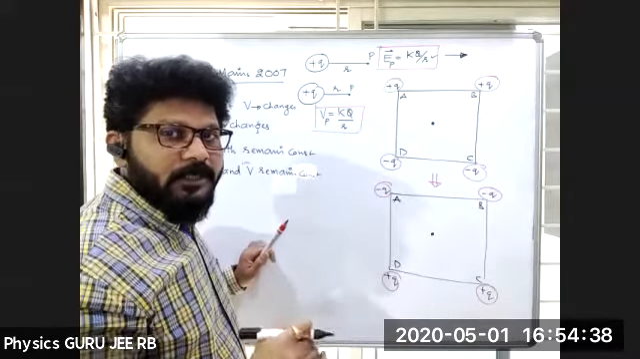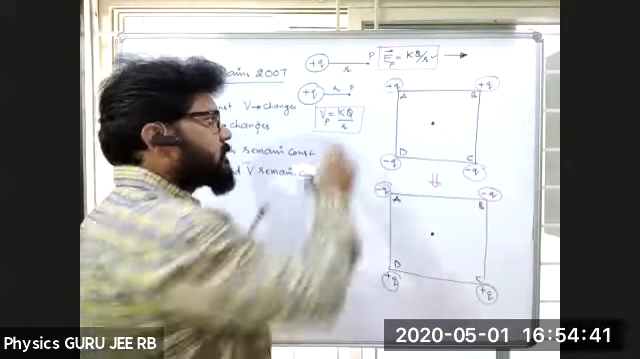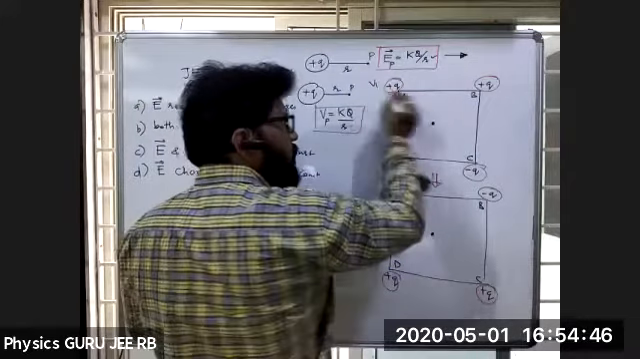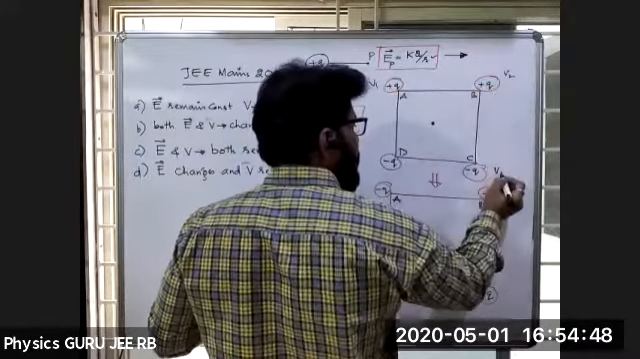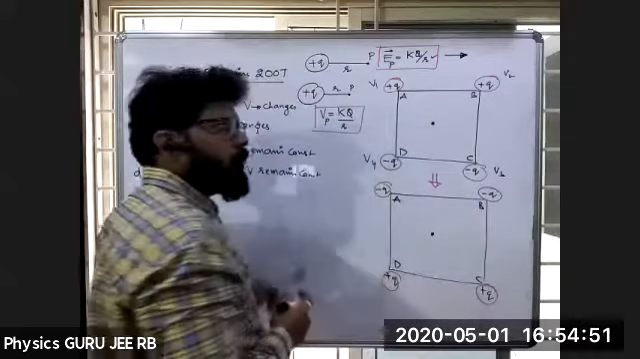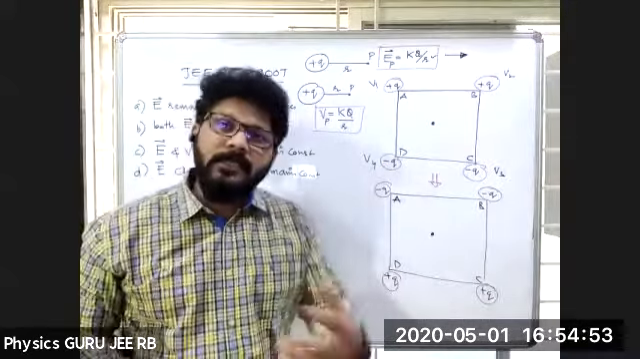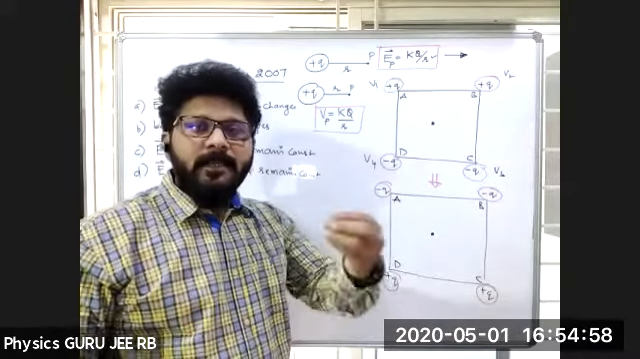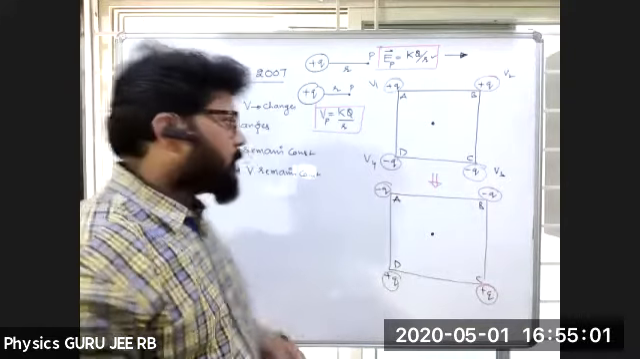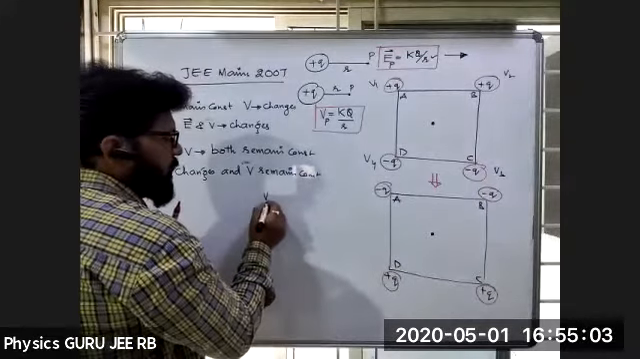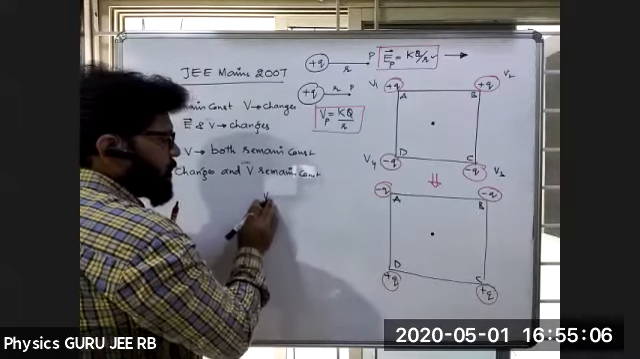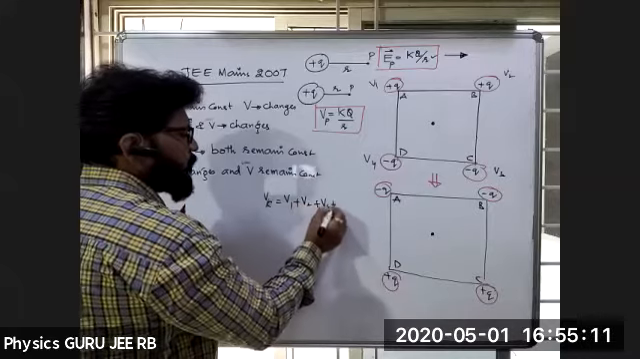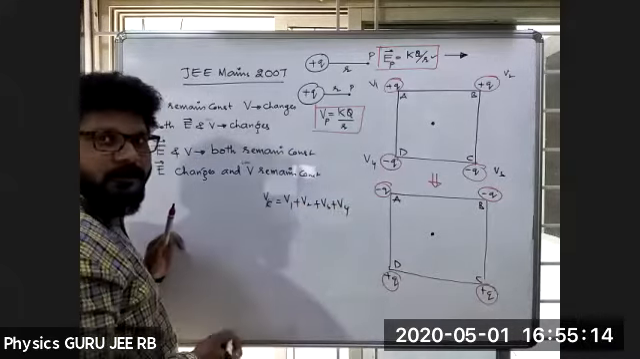Potential is KQ by R, right? So due to these charges there are potentials V1, V2, V3 and V4, only 4 potentials. Potential energies would be 6, right? So potentials are 4. It is simply adding as it is a scalar quantity. If I take the net potential V at the center, it can be written as V1 plus V2 plus V3 plus V4.